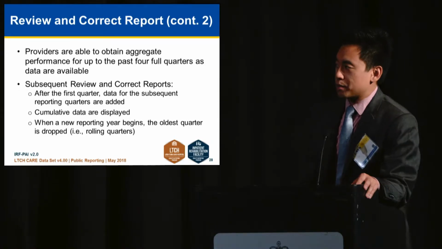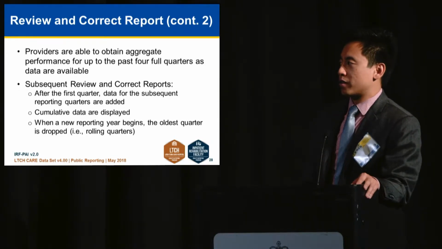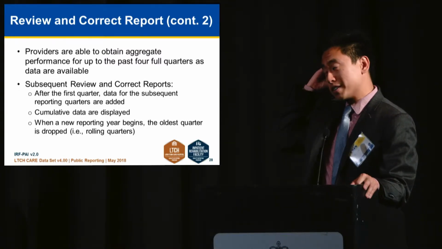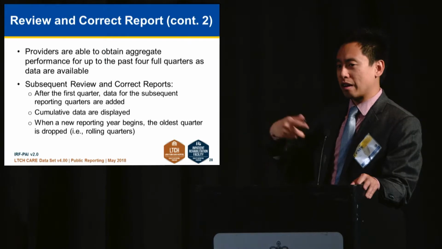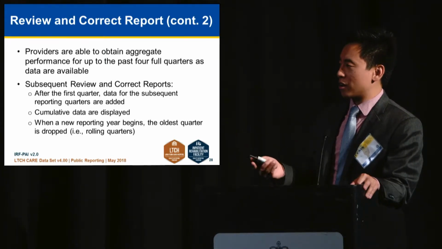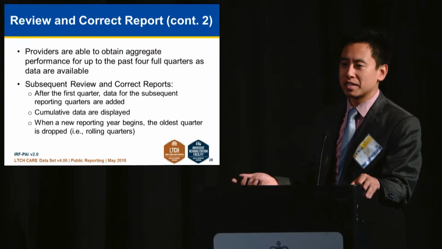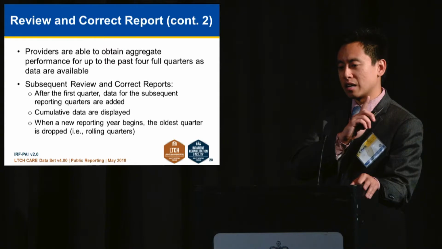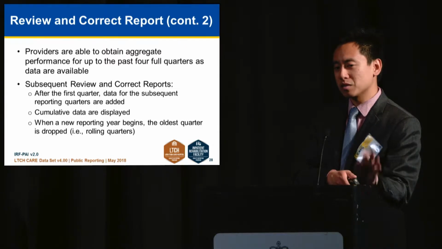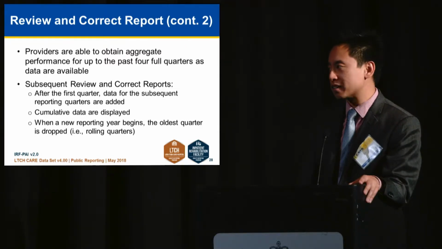And so providers are able to obtain aggregate performance for up to the past 4 full quarters as data are available. I think all the quality measures right now are in rolling quarters. So right now, if you request quarter 1, 2018, you should be able to see quarter 2, 2017, quarter 3, 2017, quarter 4, 2017, and quarter 1, 2018. So 4 full quarters of data.